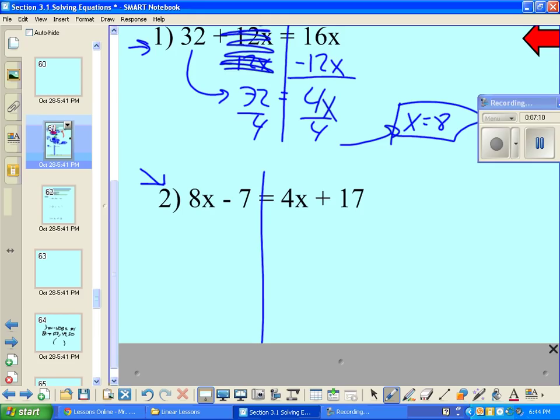I'm thinking of problem number 2. It's example number 2. But it's 8x minus 7 equals 4x plus 17. I was trying to say that it was example number 2 too early. So example number 2, here it is.